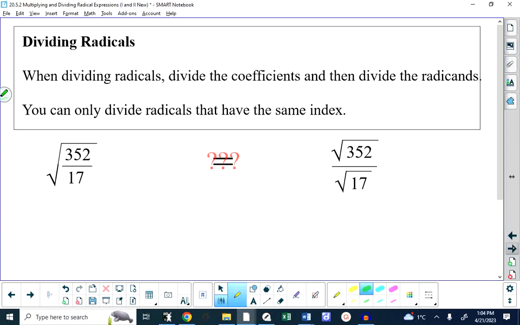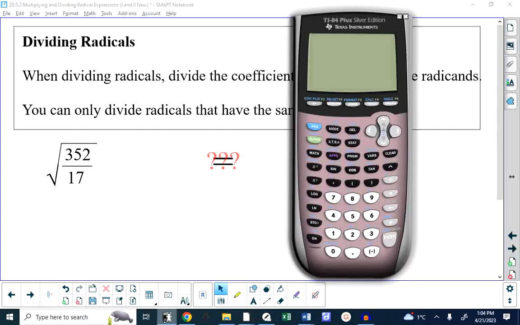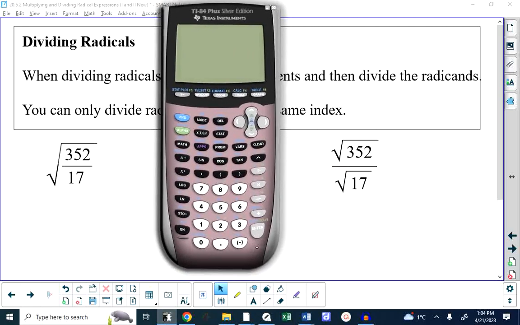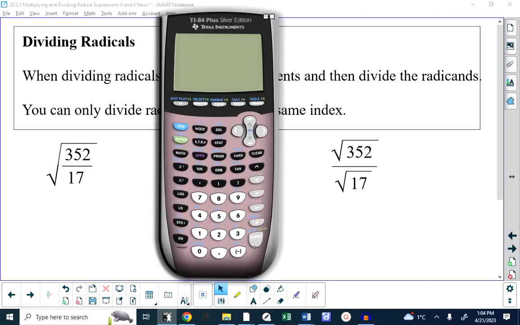So if I said, how can we write the square root of 352/17? We can write it as the square root of 352 over the square root of 17. Let's just demonstrate this on our calculator. I would like you to do this for me. Let's calculate the square root of 352/17, and then the square root of 352 divided by the square root of 17.